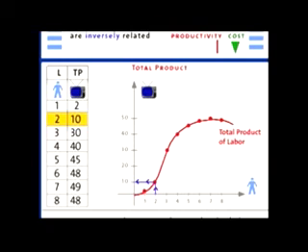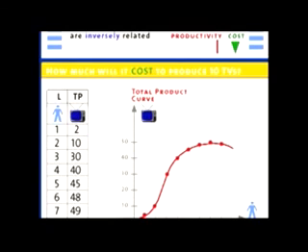Suppose you ask yourself, how much will it cost my firm to produce 10 television sets in a week? So instead of starting on the horizontal axis and going up to the total product curve, we're starting on the vertical axis and going over to the curve. We're saying, if we want to produce 10 television sets a week, how much labor will we have to hire to make that happen? And the answer is, we're going to have to hire two workers.